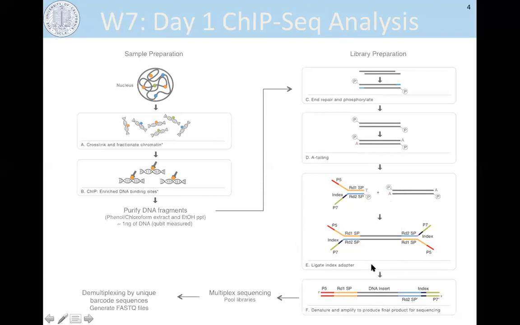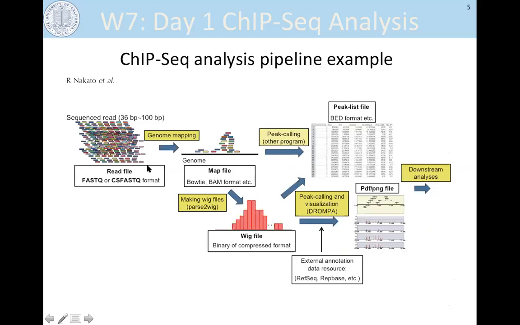So once you ligate your adapters, you want to amplify these adapters with PCR. And then you have purified libraries that you will pool. So you have multiplex sequencing, which is a cost-effective way to sequence multiple samples. Then you can demultiplex these libraries using the unique barcode sequences. And then you generate files known as FASTQ files, which can be used by alignment programs to assign these fragments to specific regions of the genome using genome mapping.